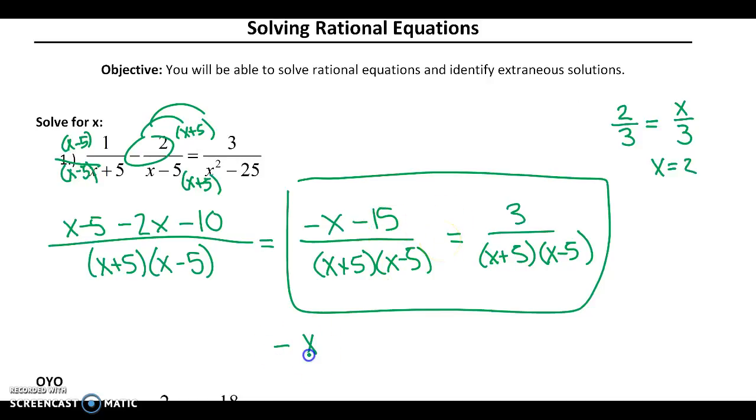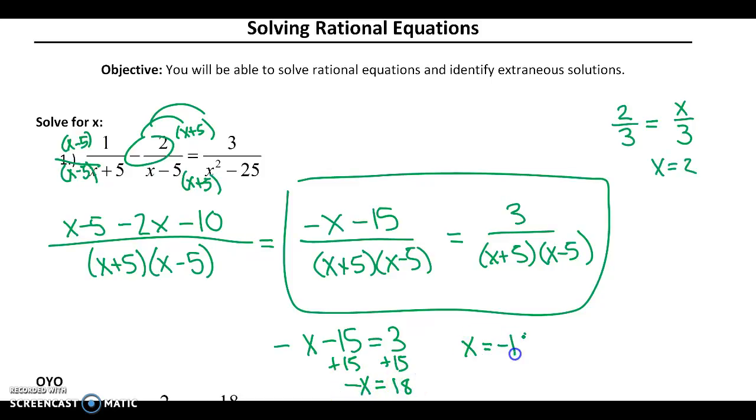So I would set negative x minus 15 equal to 3. I'm not necessarily getting rid of the denominator, I'm just ignoring it for a second because it's already equal, and all that needs to happen for the fractions to be equal is that the numerator is equal. So then I just solve this, add 15 to both sides, I get negative x equals 18, therefore x would equal negative 18, and you've solved for x.